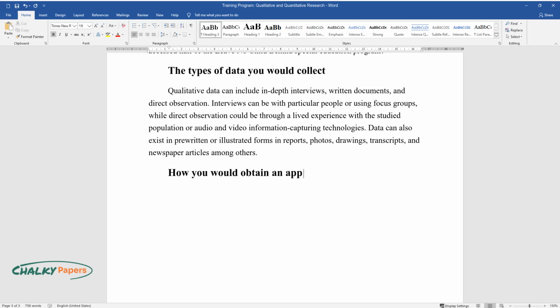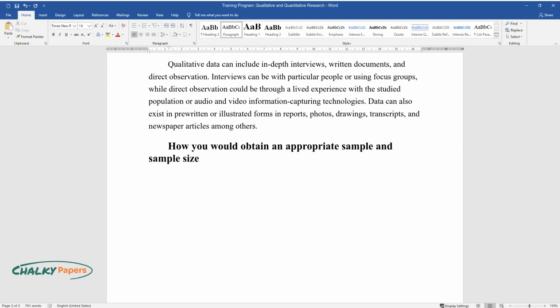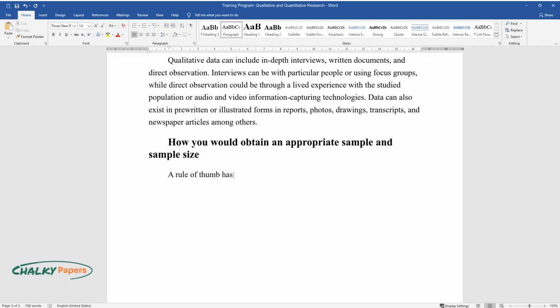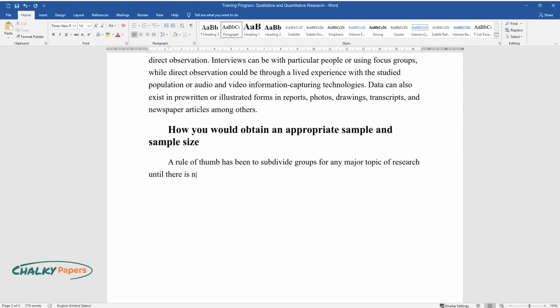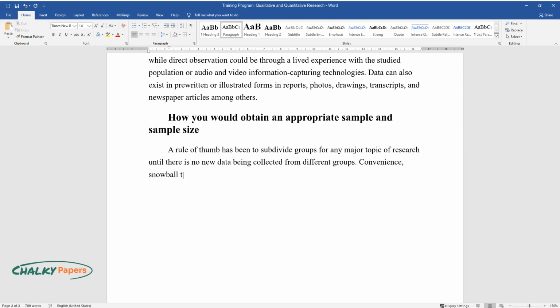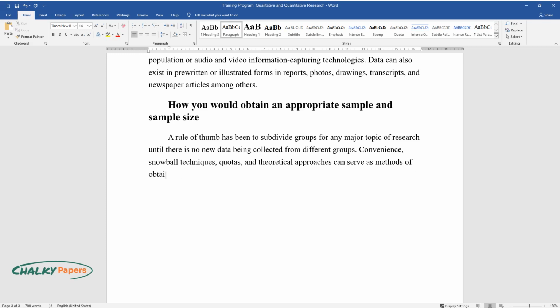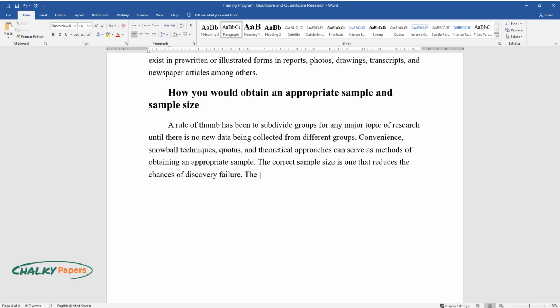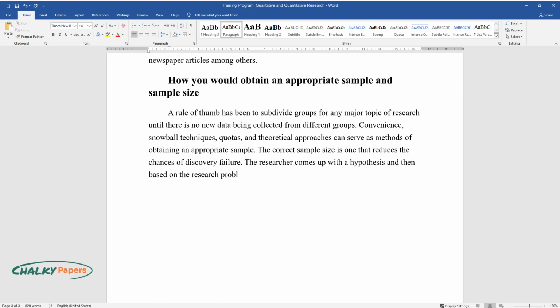How you would obtain an appropriate sample and sample size. A rule of thumb has been to subdivide groups for any major topic of research until there is no new data being collected from different groups. Convenience, snowball techniques, quotas, and theoretical approaches can serve as methods of obtaining an appropriate sample. The correct sample size is one that reduces the chances of discovery failure. The researcher comes up with a hypothesis and then, based on the research problem, resources, and hypothesis, determines the ideal sample size.